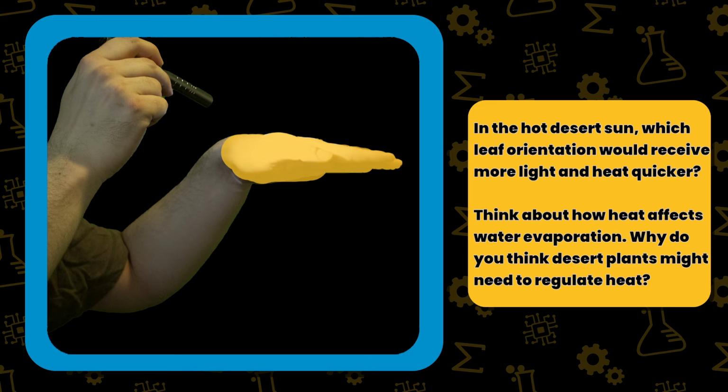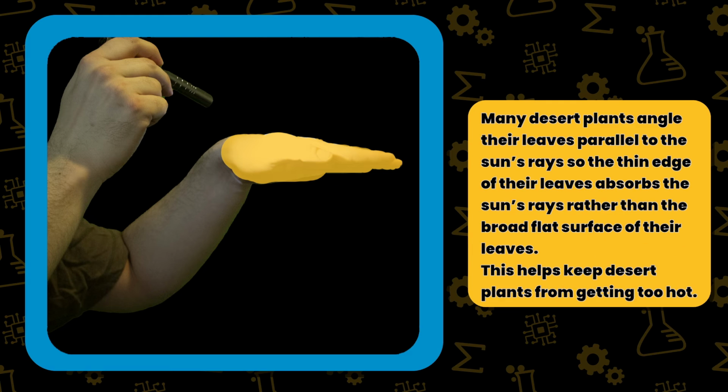In the hot desert sun, which leaf orientation would receive more light and heat quicker? Think about how heat affects water evaporation. Why do you think desert plants might need to regulate heat? Many desert plants angle their leaves parallel to the sun's rays, so the thin edge of their leaves absorbs the sun rays rather than the broad, flat surface of their leaves. This helps keep the desert plants from getting too hot.